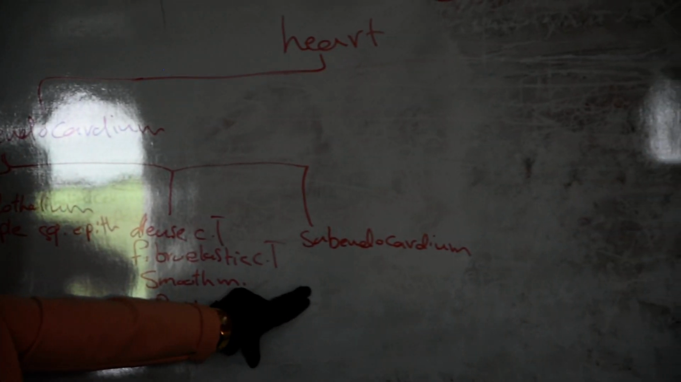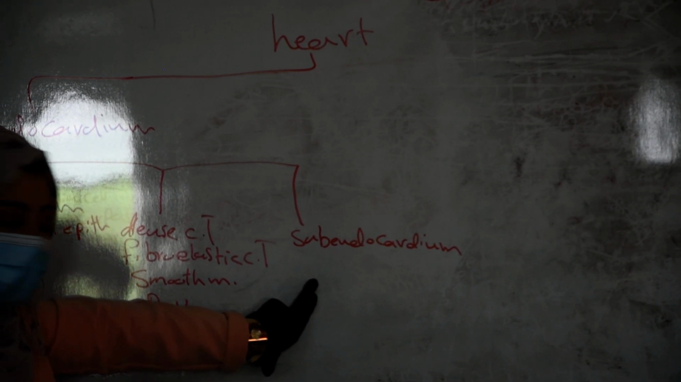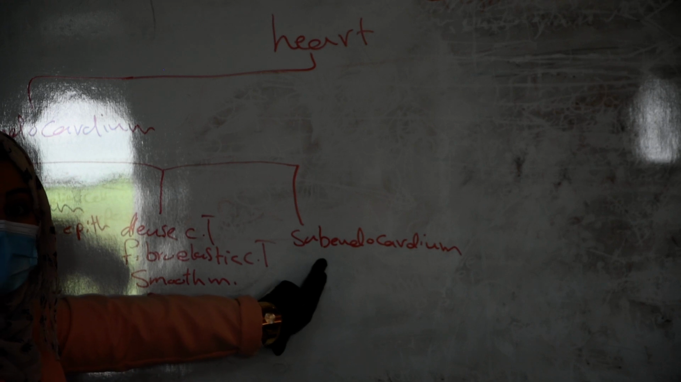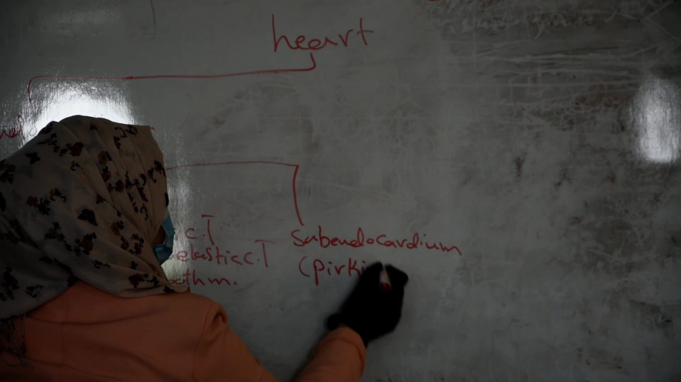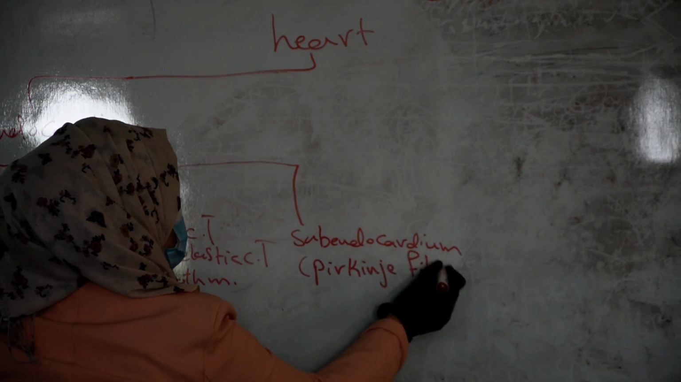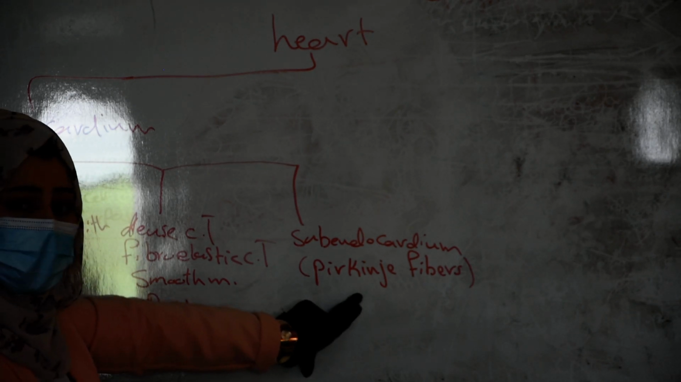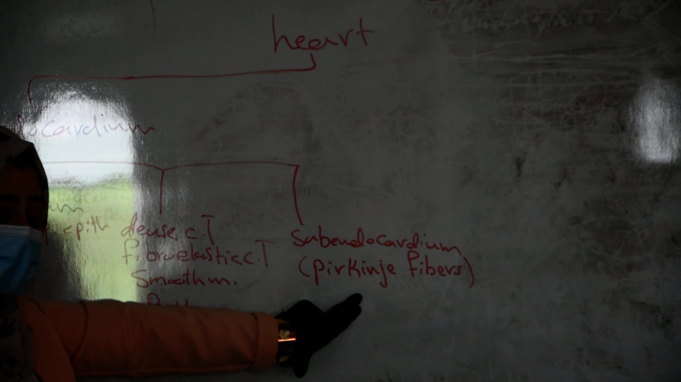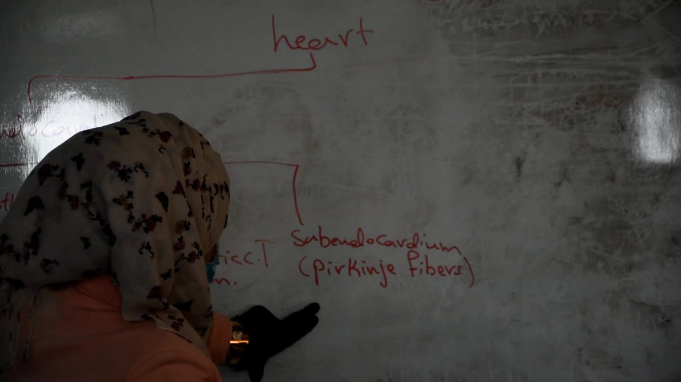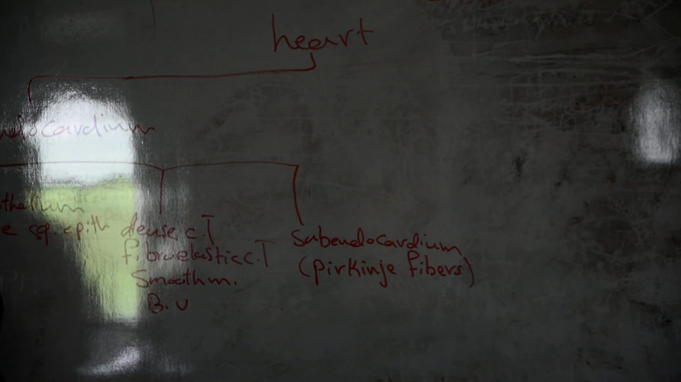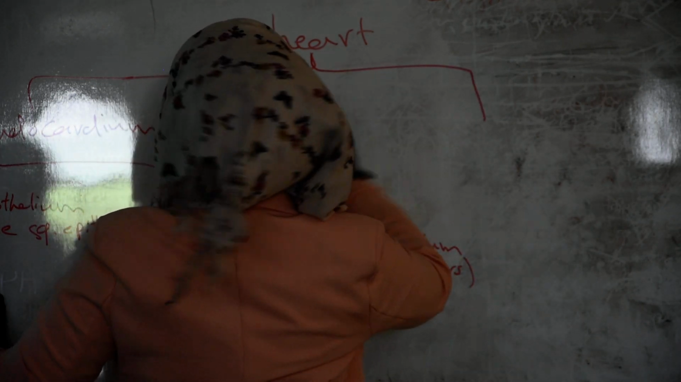Subendocardium. These are containing a modified cardiac muscle fiber called Purkinje fibers. It's considered the conducting of contraction stimulatory impulses of the cardiac muscles. Okay. We continue the second part of the heart's layer.